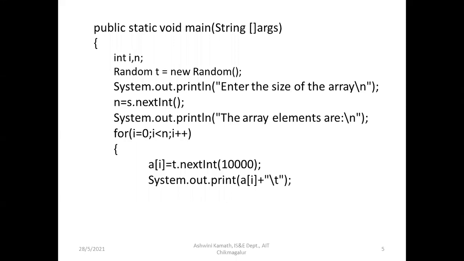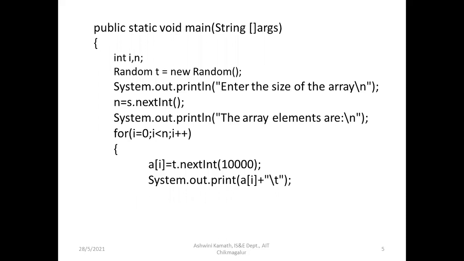Then System.out.print(a[i] + "\t"). So here you can notice println means it will include a new line. If I give just print, it will not include a new line after displaying the value. So a[i] plus \t: a[i] will be displayed, then plus \t we have.